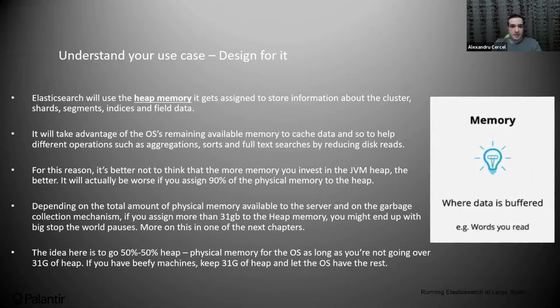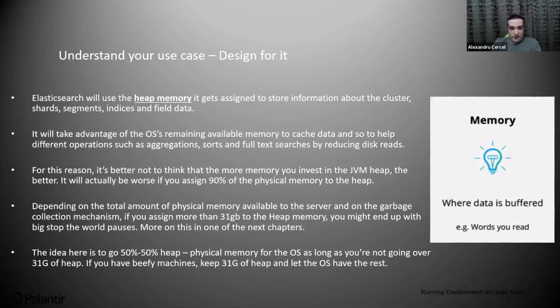Elasticsearch will use heap memory. It gets assigned to store the information about the cluster, shard segments, indices, field data, basically the operations of the cluster. But it will also take advantage of the OS's remaining available memory to cache data. So it's going to help different operations and reduce disk reads. For this reason, it's always better not to think I'm going to throw everything I have, including the kitchen sink, at the heap. If you end up assigning, let's say, 90% of the physical memory to the heap, you might see that the cluster is behaving worse than it was before.